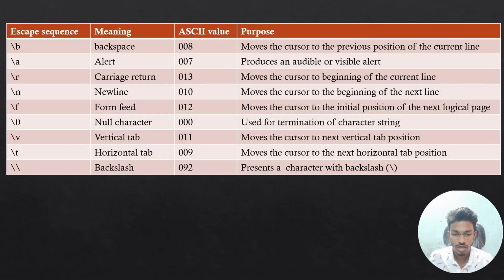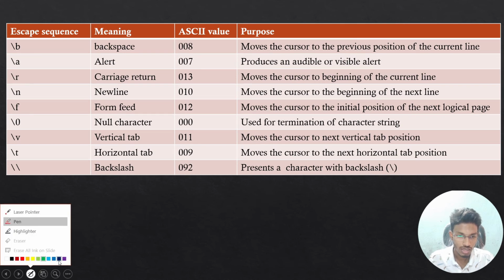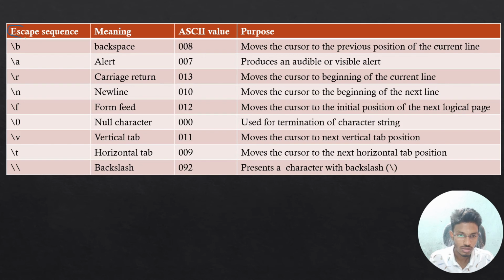Okay, so let us see one. This is your escape sequence, and here is the meaning. This is the ASCII value, we will discuss this American standard later, and this is the purpose, why we use it. Suppose this is the backslash and this is B, which is also a character set. When we use this, it becomes backspace and its ASCII value, we will discuss in upcoming videos.